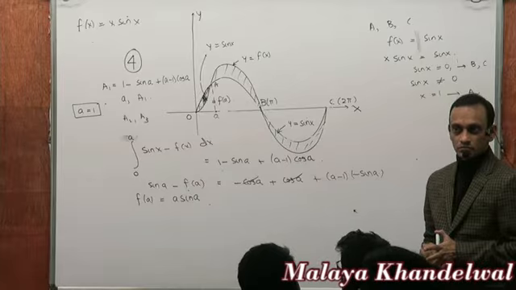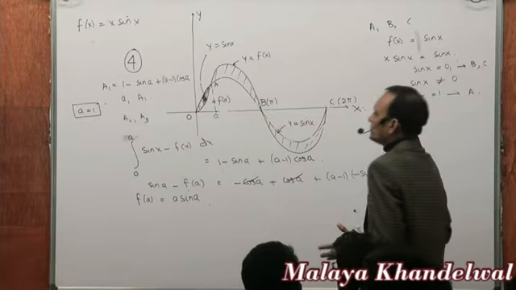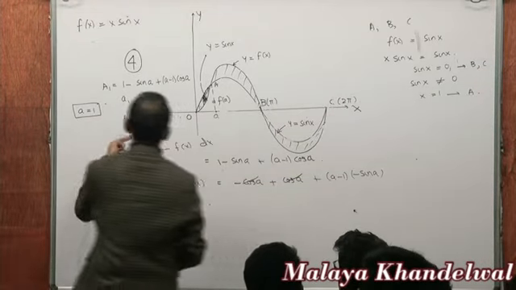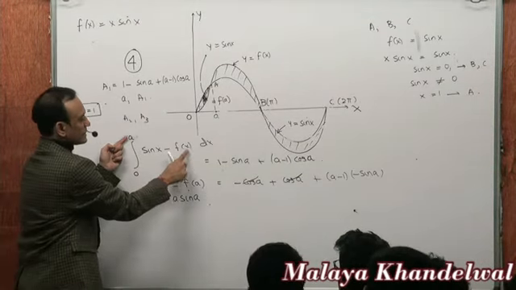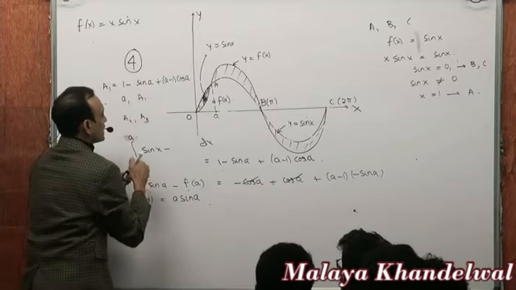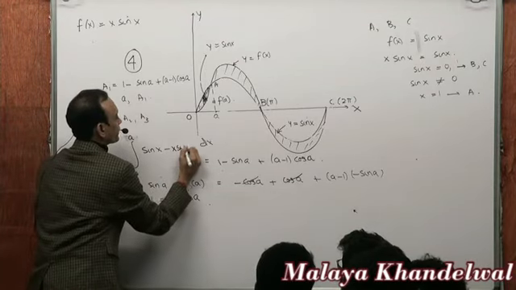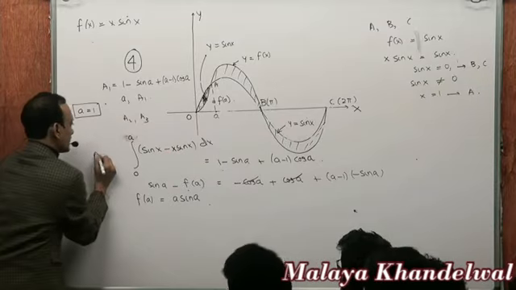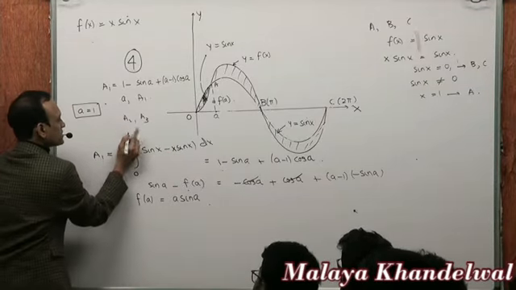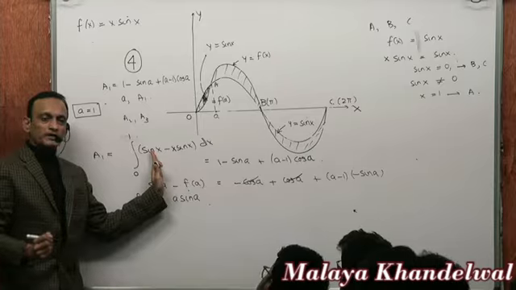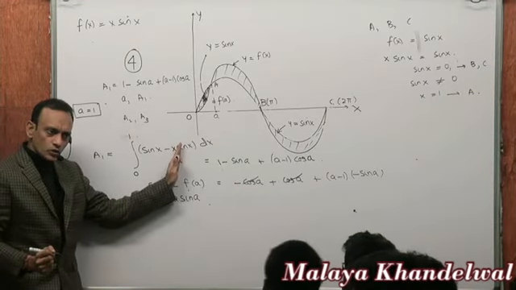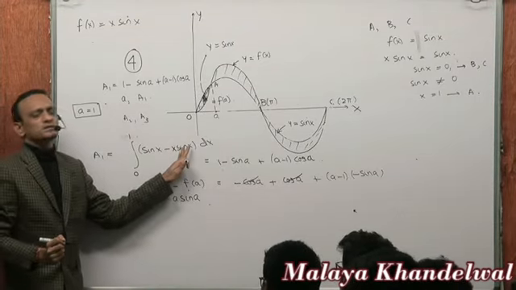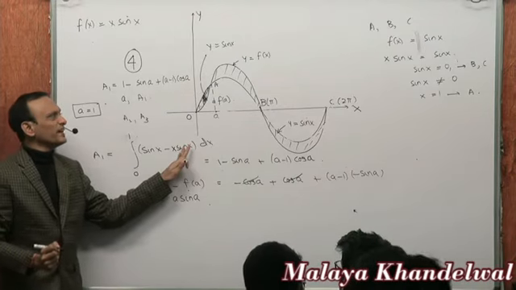Confusion? No? Now, of course, once you know A, you know f(x). f(x) you can write as x sin x, right? That's A1. A you can replace by 1. You know how to integrate this. You want to integrate this using by parts, right? Using by parts. You can find A1.